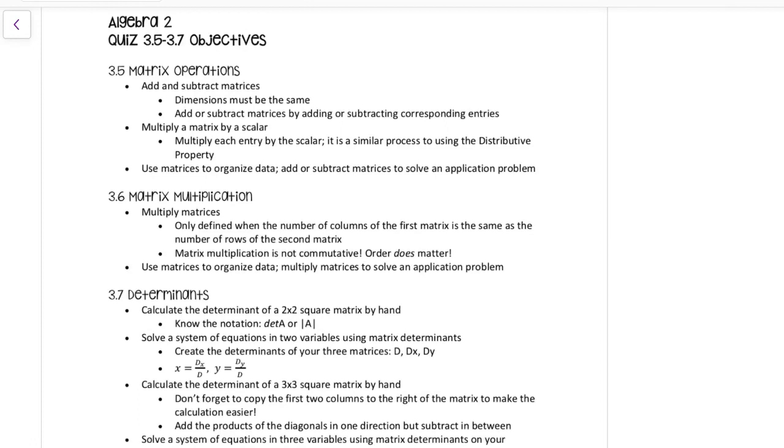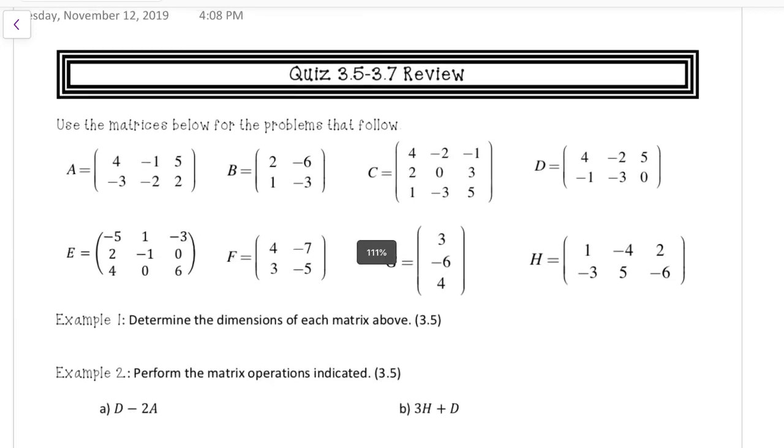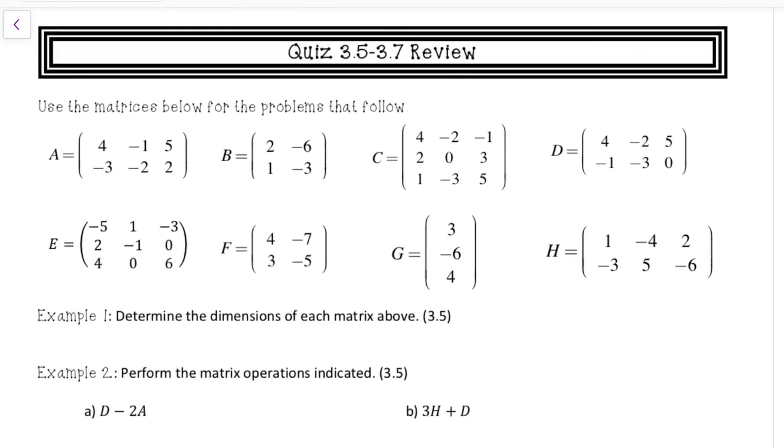Section 3.6 was on multiplying matrices and, again, organizing data. And then section 3.7, we had determinants and Cramer's rule. So we basically summed all that up in all these nice wordy bullet points, but know that these give you hints and tell you when you can do what and use what. So we are going to walk through the quiz review together. I will do half the problems and then you'll have the remaining half for homework.